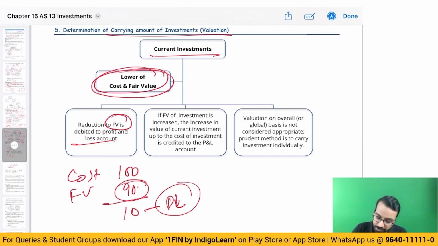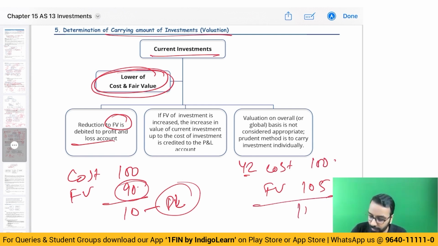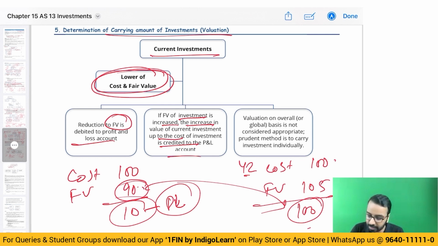Okay. Then subsequently, let us say in year 2, fair value became 105. Cost is 100. So what will you do? You will value it at cost. Now for this 90 to 100 reversal, if the investment value is increased, the increase up to the cost is credited to P&L. Because we debited 10 to P&L, when it became 100 again, this 10 we will credit to P&L.